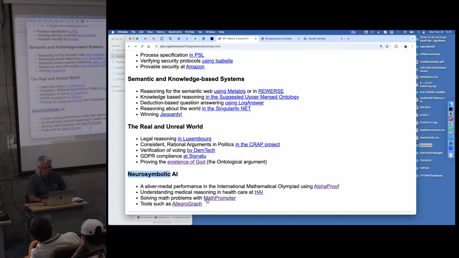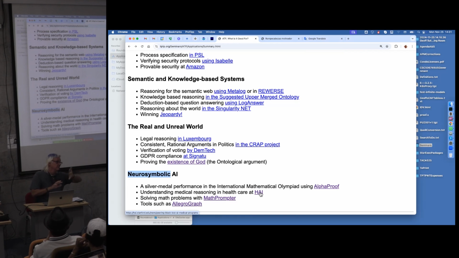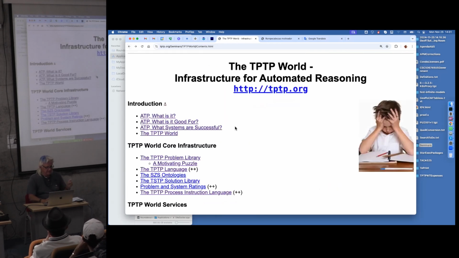So I'll come back to talk about this, but there are tools available. This HAI system is built on IBM software, so the doctors can say, here are the symptoms, what is the disease? But then it has logic to check the output as well. And so I will come back to that topic. So that's how you make money.